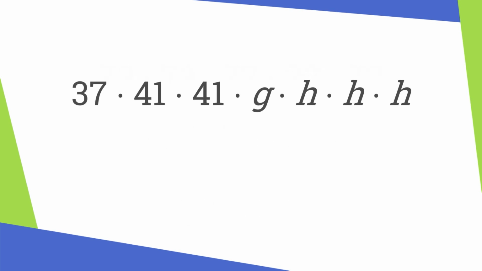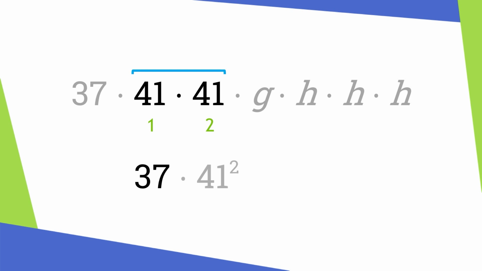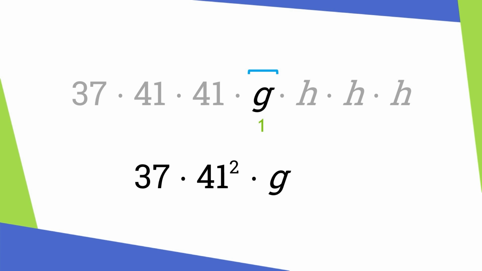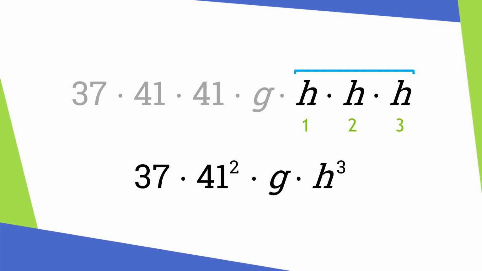The same process works even for variable bases. Here we have 37 times 41 times 41 times g times h times h times h. That's 4 separate bases. Each base will be written separately with its own exponent. There is only one 37, so 37 can be written alone. There are 2 41s, so we multiply 37 by 41 squared. 1g means we then multiply by g to the 1st, or g. And finally, 3 h's mean we multiply by h to the 3rd, or h cubed. This expression can be rewritten as 37 times 41 squared times g times h cubed.